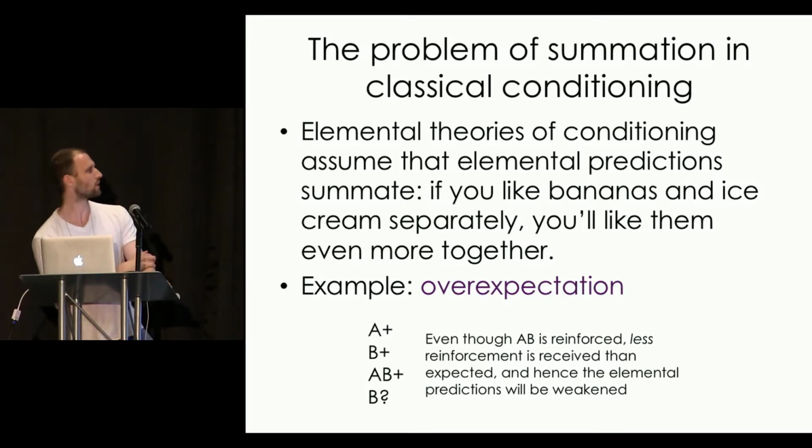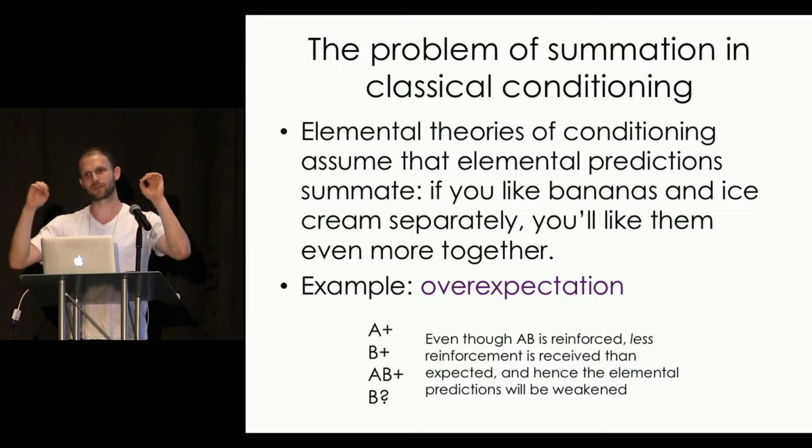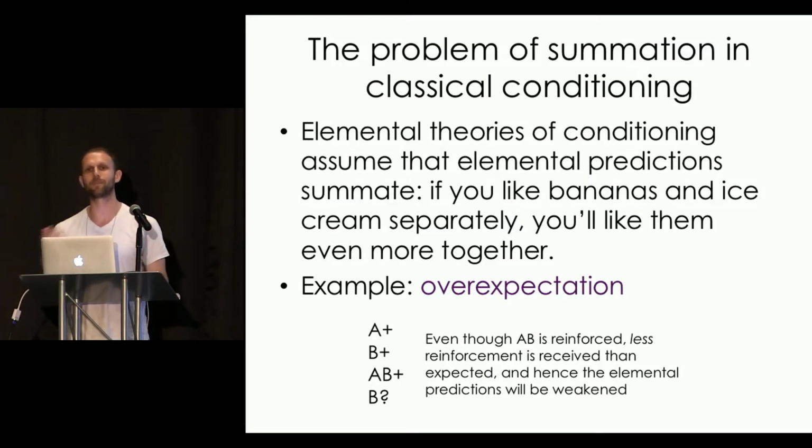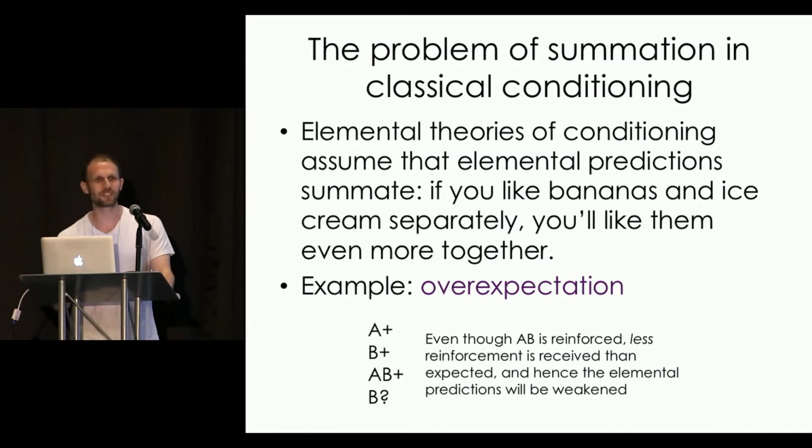A classic example is if you train animals with two stimuli, so two stimuli get paired with reward, then when the animal gets them put together, they will expect twice as much reward. The idea is that the elemental associations are going to sum to produce the compound response. Now, that actually leads to some surprising predictions.